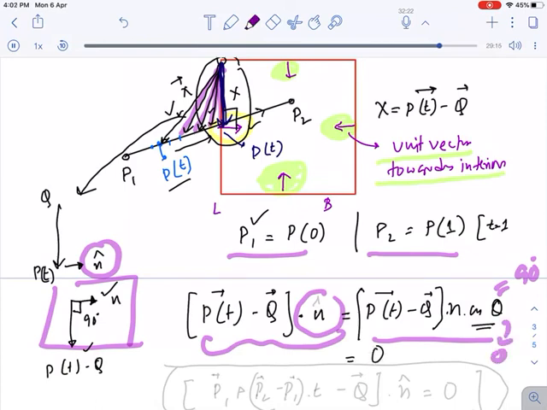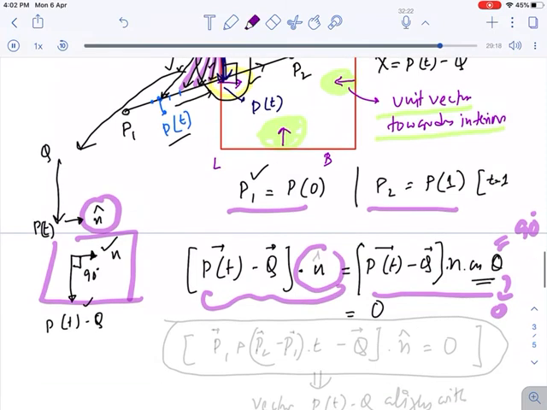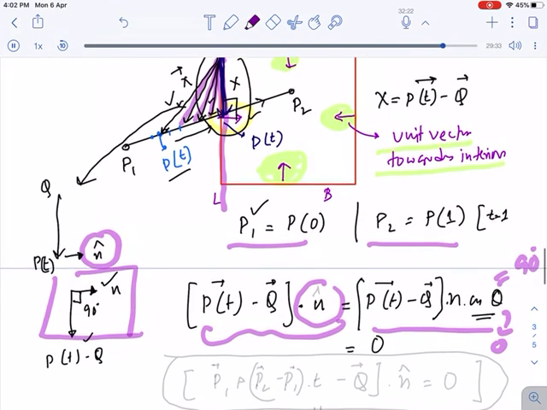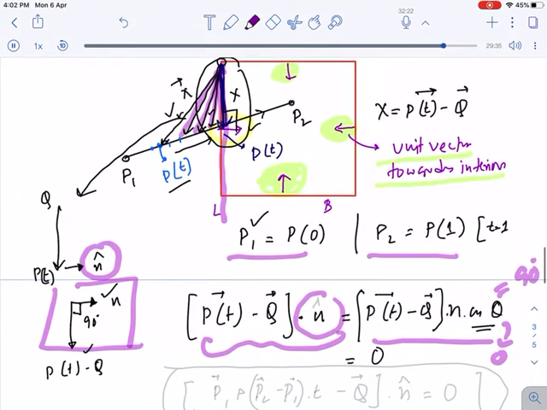So the boundary condition: when the vector x aligns with the left edge, it has a 90 degree angle with the unit vector which I have drawn perpendicular to the edge. So the symbol of the unit vector is like that. So this is my boundary condition, Pt minus q dot n equals 0.